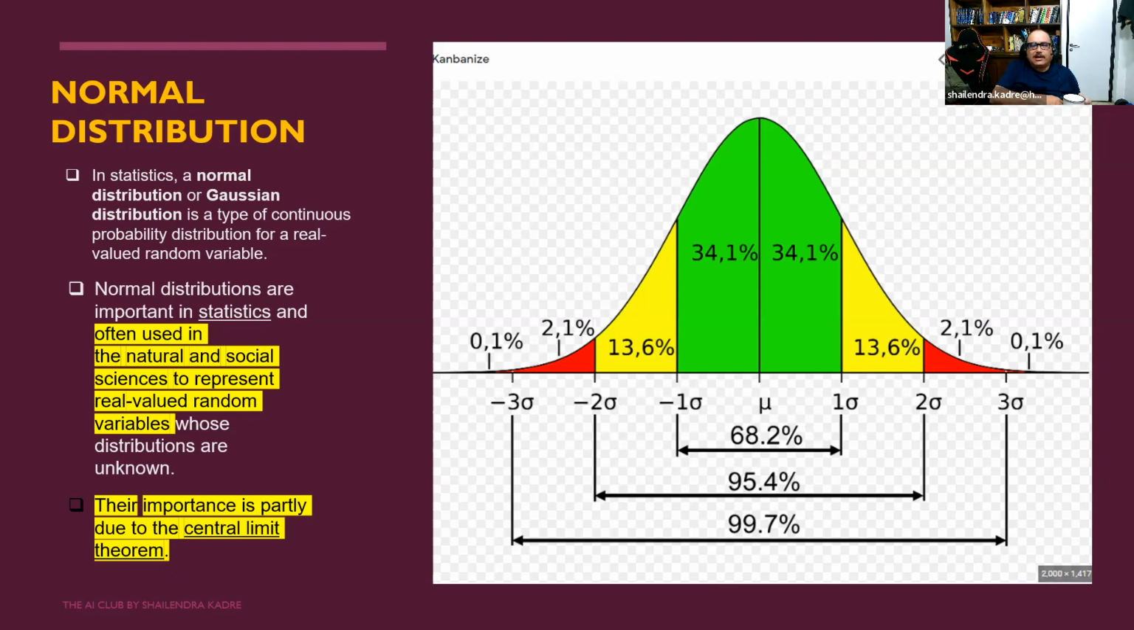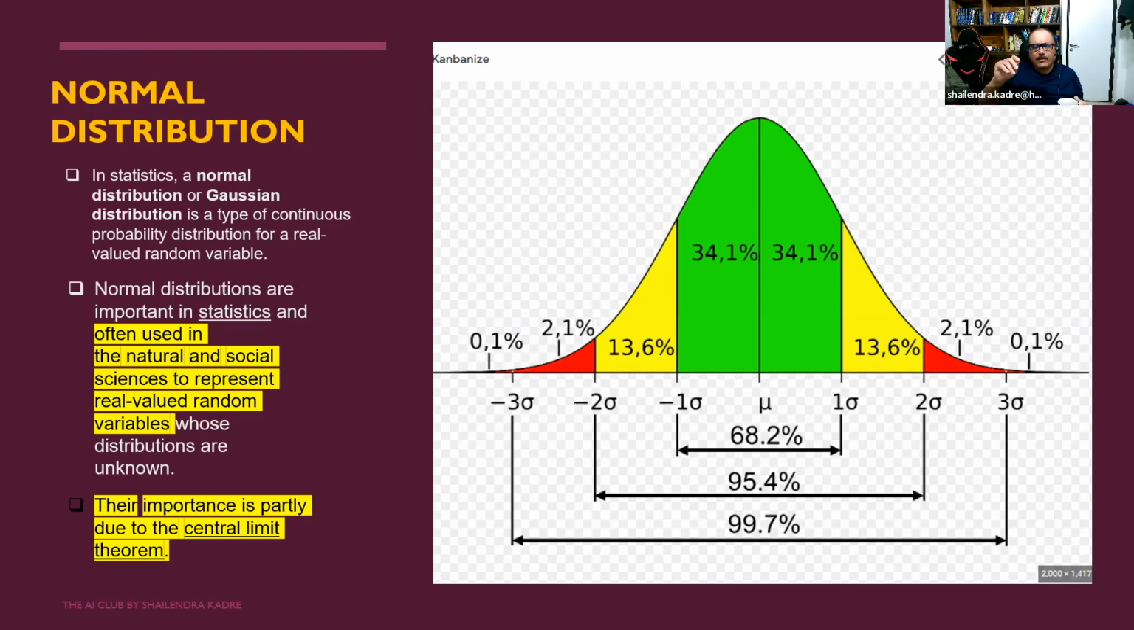As I told you earlier, many social, random, and natural phenomena tend to follow this kind of bell curve. So this is most important. This normal distribution, also called the Gaussian distribution, is the most important distribution studied in the world of statistics. That is one thing.